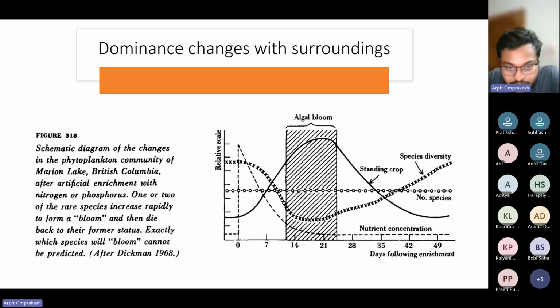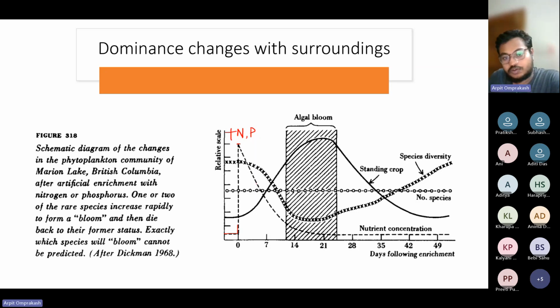So this dotted line here basically corresponds to nutrient concentration. Before day zero is when the nutrient was added. Before day zero, the concentration is at some level. On day zero, there's this very high spike because we add a lot of nitrogen and phosphorus.